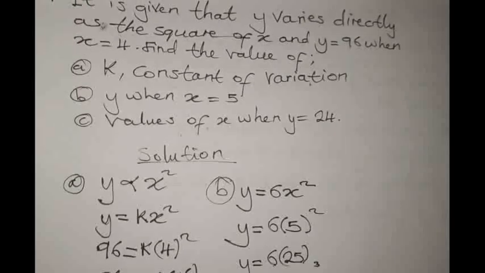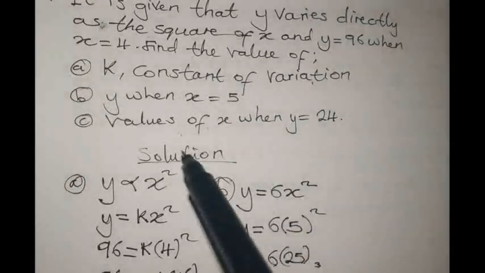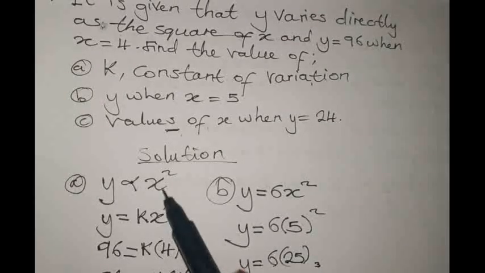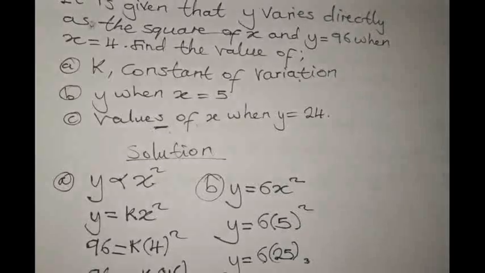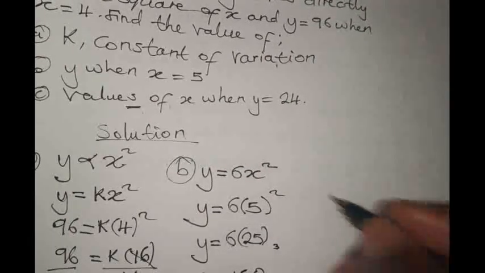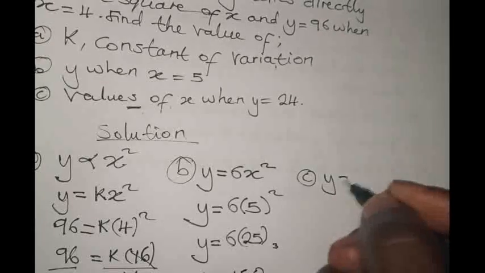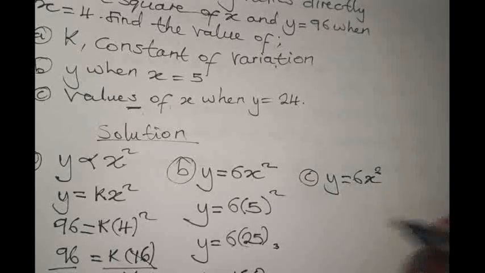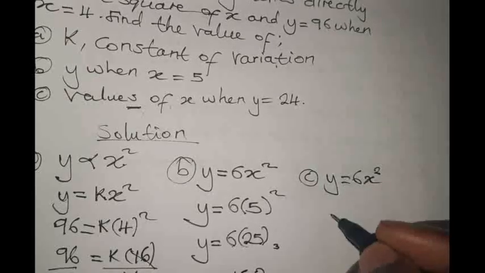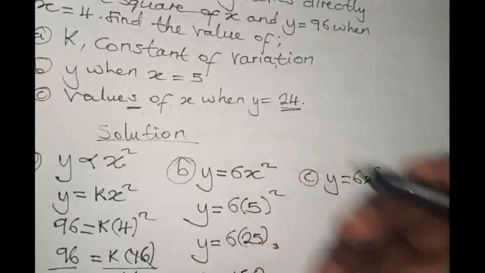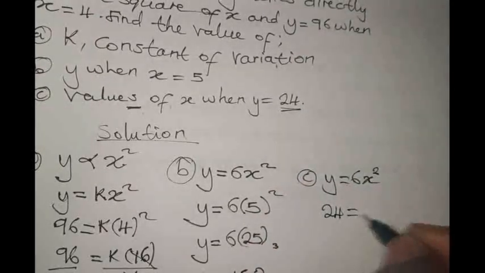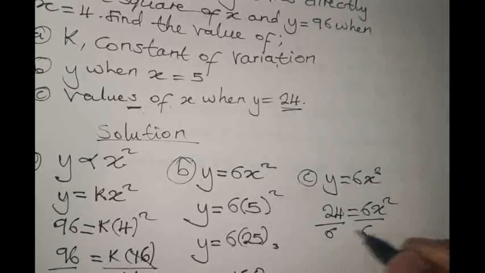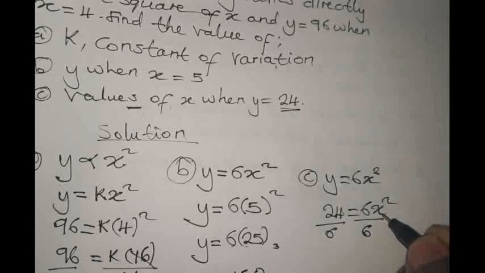We go to the last one, which is the values of x. Again, the same question. There is an emphasis here on the values of x, meaning there are two possible values of x because of the square. So how do we find the values of x? Our equation is y is equal to 6x squared. We want to find the values of x. Here our y is simply 24. So 24 is equal to 6x squared. We divide by 6, so that we remain with x. We are solving for x.